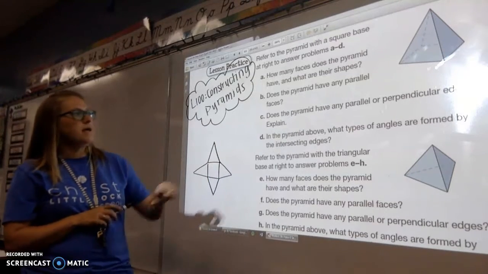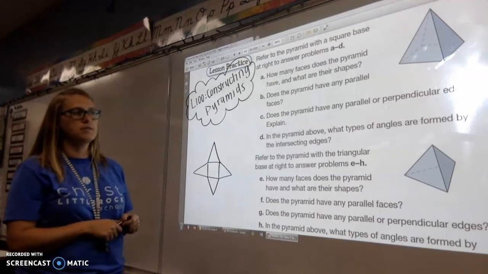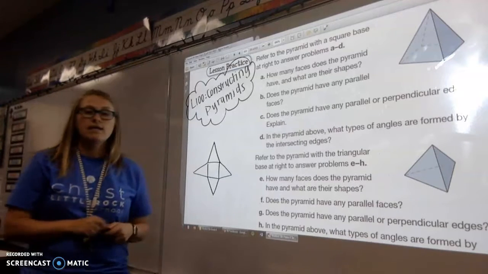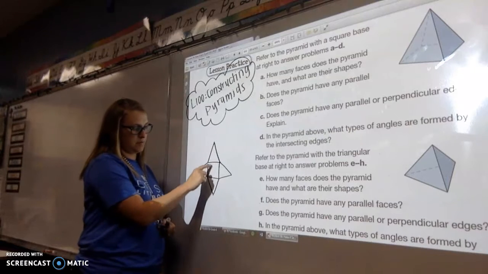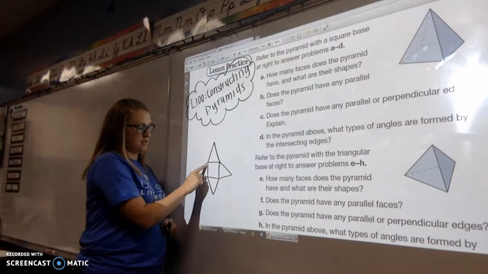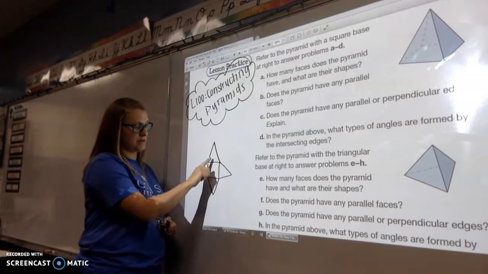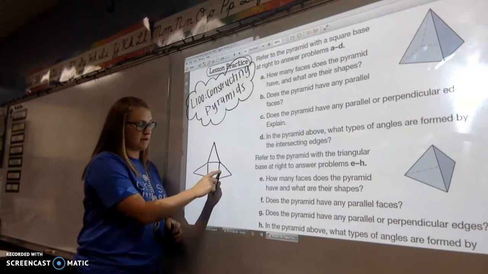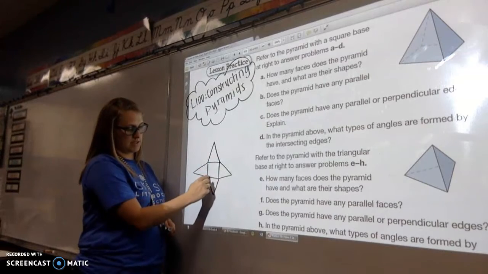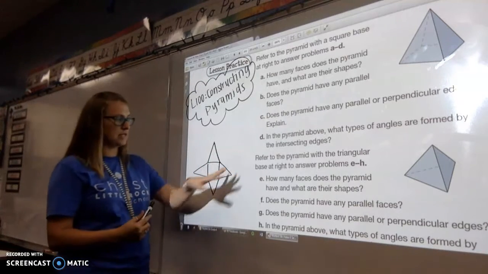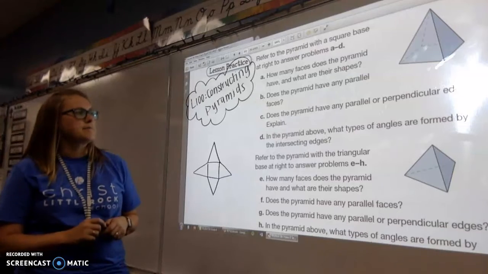Okay? It says, does this pyramid have any parallel or perpendicular edges? Yes, it does, because the edges of my square, this edge is going to be perpendicular to this edge. This edge is going to be, not perpendicular, parallel. This edge is parallel to this edge. This edge would be parallel to this edge. This edge would be perpendicular to this one because it creates a right corner. So you can look at your net to figure some of that out.